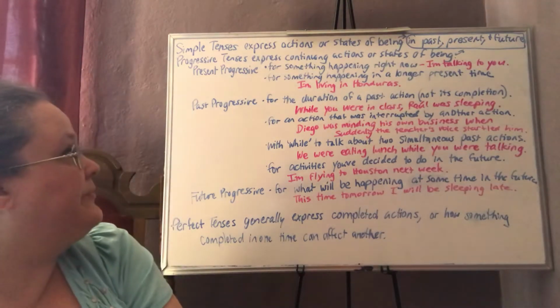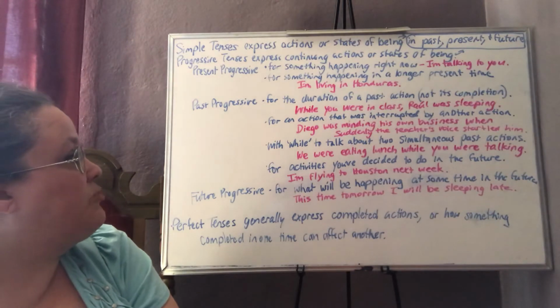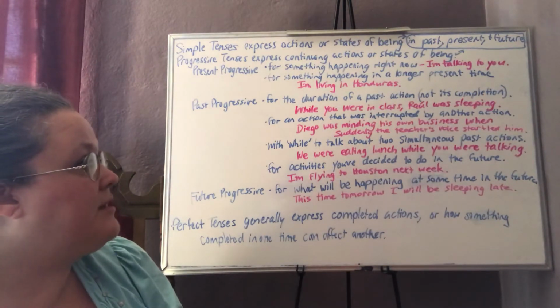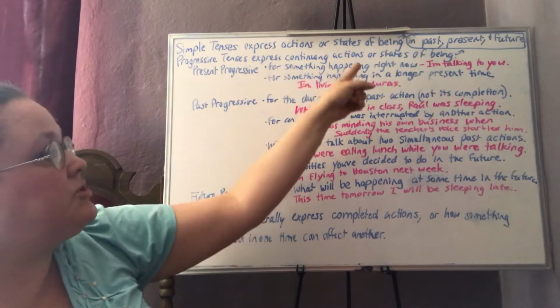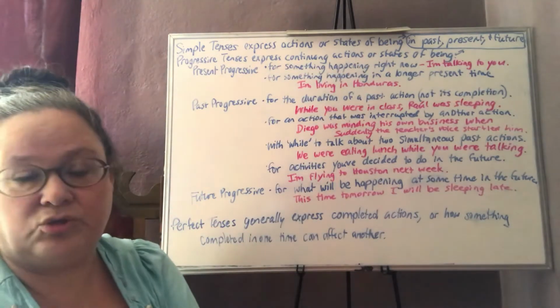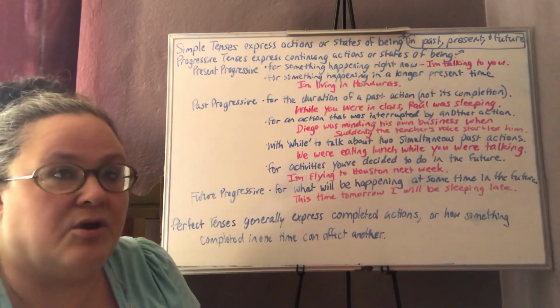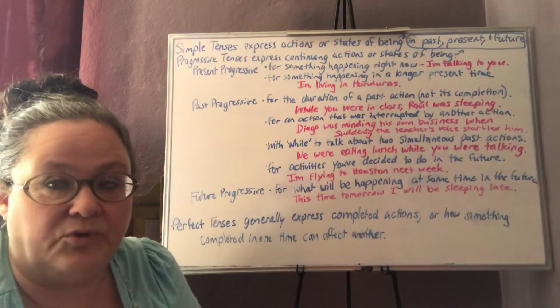Okay, now, progressive tenses express continuing actions or states of being. Oh, I skipped the one. Simple tenses express actions or states of being in past, present, or future. So the simple tenses are simple past, simple present, and simple future.